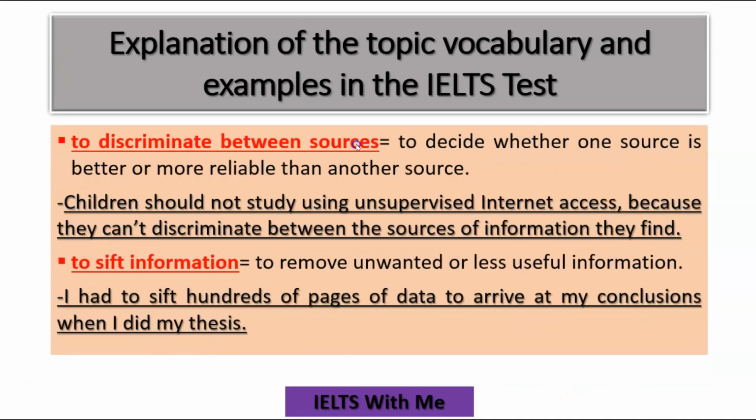To discriminate between sources, to decide whether one source is better or more reliable than another source. It's important, for example, children should not study using unsupervised internet access because they can't discriminate, they can't decide between the sources of information they find. You can use it in writing tasks, speaking and writing, right?